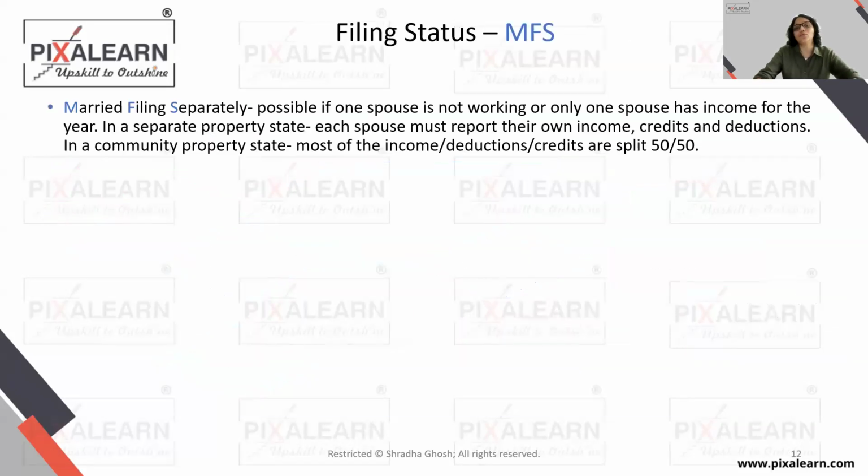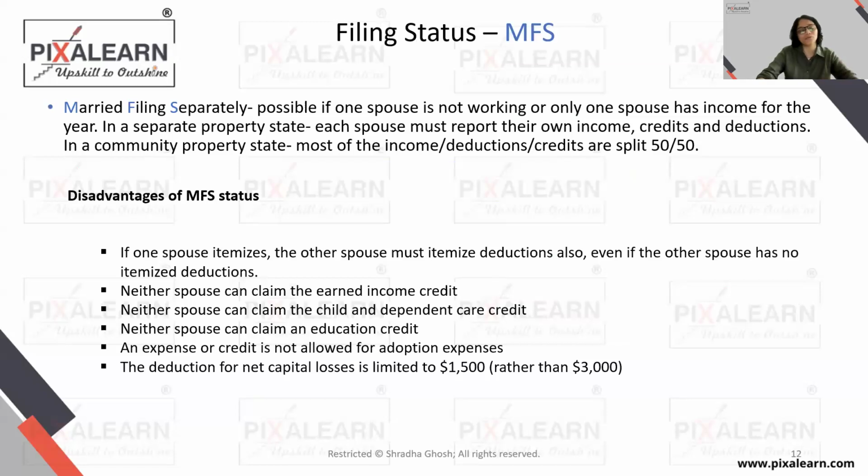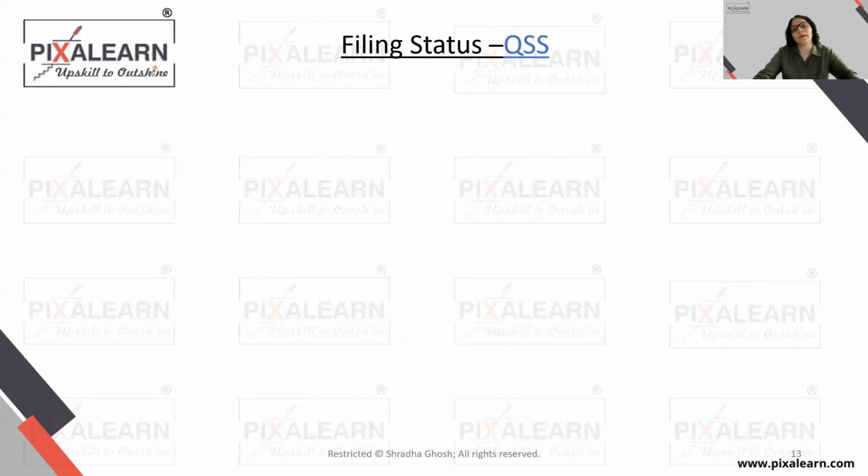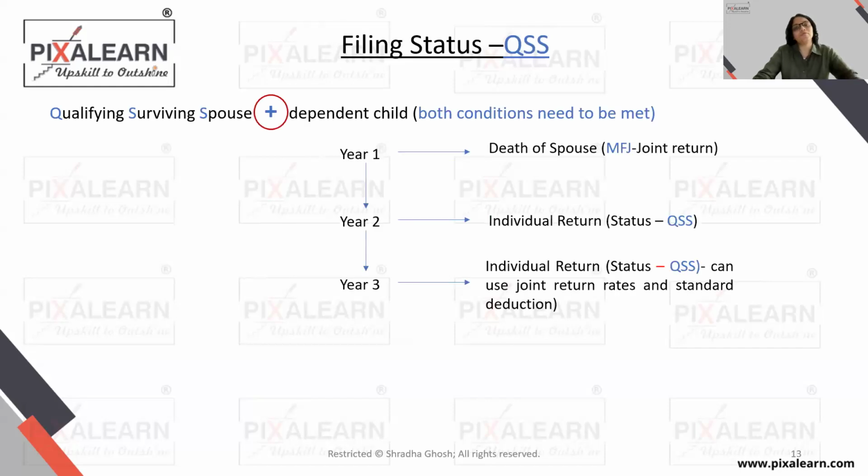There are two more. As I told you, there are a lot of provisions that are rolled back if somebody is filing as separate couples, right? So a lot of problems. Generally, people are discouraged from filing as a married filing separately couple. Qualifying surviving spouse generally is there to reduce the hardship of a person who has lost a spouse.